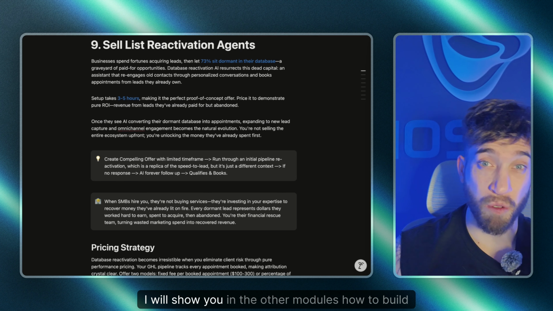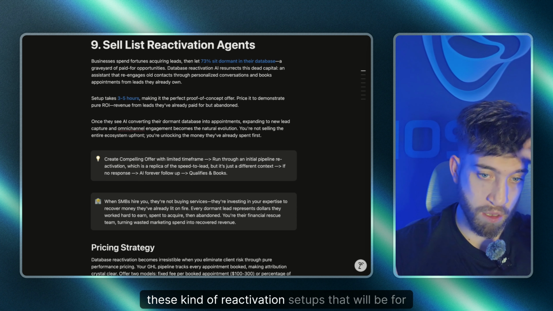So that's the next one. I will show you in the other modules how to build these kinds of reactivation setups, and that will be for another module.